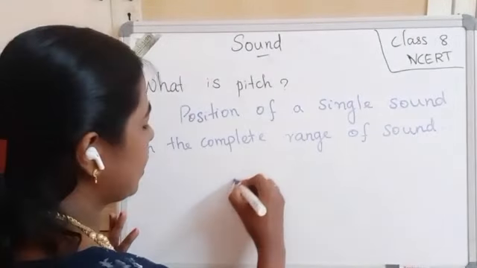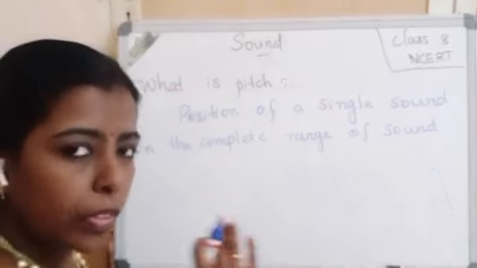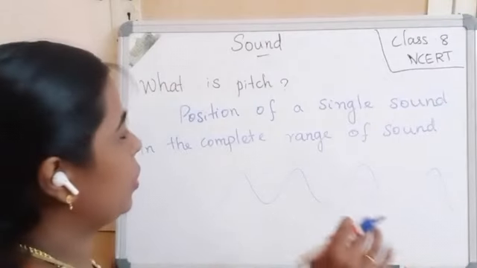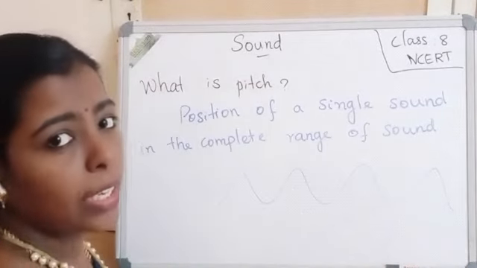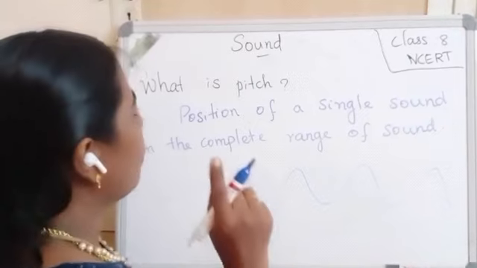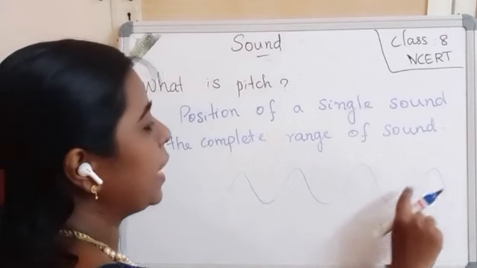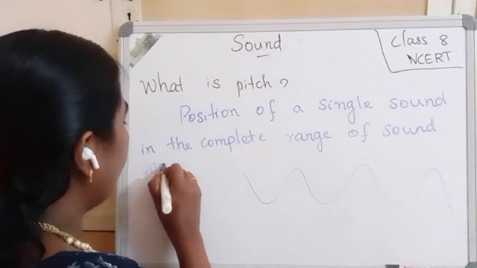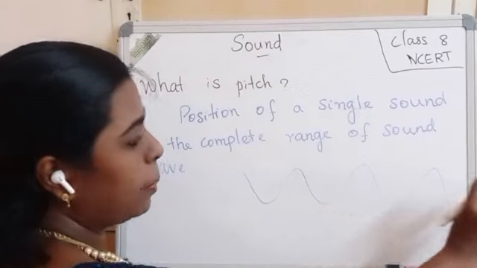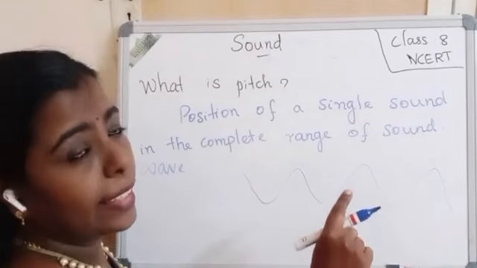That means it is a sound wave. It travels like this. All the positions are the same. The sound is the same, that is, it is in the same position. That is known as pitch. It is mostly used in musical instruments. They will check the pitch of those instruments. So pitch is the position of a single sound in the complete range of a sound wave. It is one position, second, third, and this one complete range of that sound wave is in the same line. That is known as pitch.